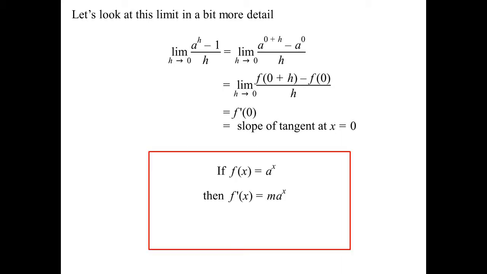So if function x is a to the power of x, then f dash x will always equal some constant m times a to the power of x. And m will be the slope of the tangent of that curve at x equals 0. Whatever the slope is at x equals 0, it'll always be times that number.